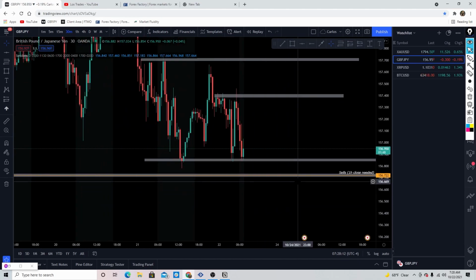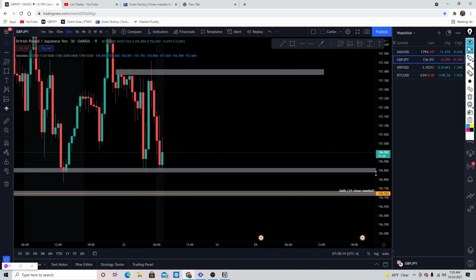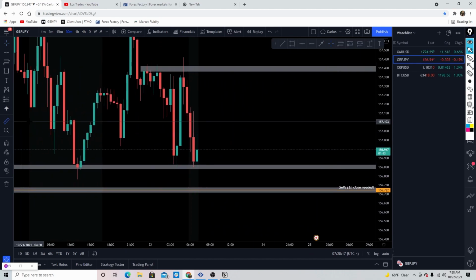Now looking for buys. Let's measure this range right here. I feel like this is a pretty good range.